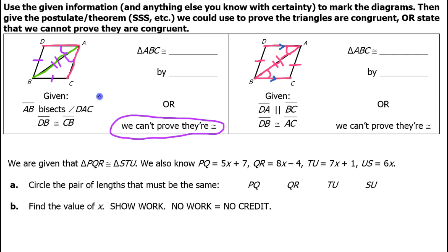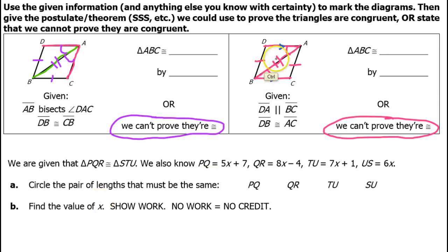This is the same situation as before. Again, this is going to be side angle. So again, we cannot prove that these triangles are congruent. So whatever you do, do not fill in any of this information up here. Do not put a congruency triangle right here.